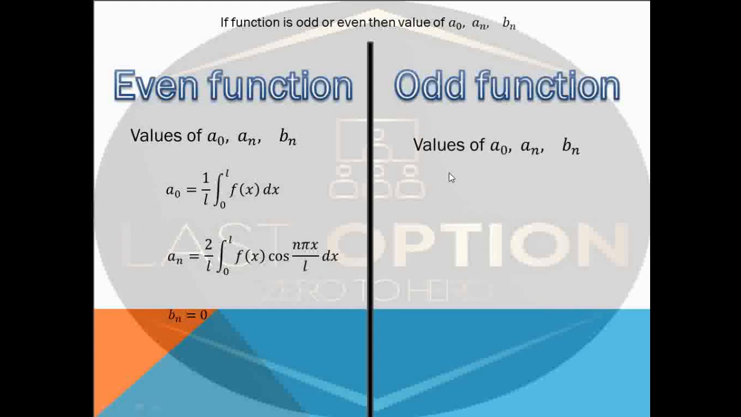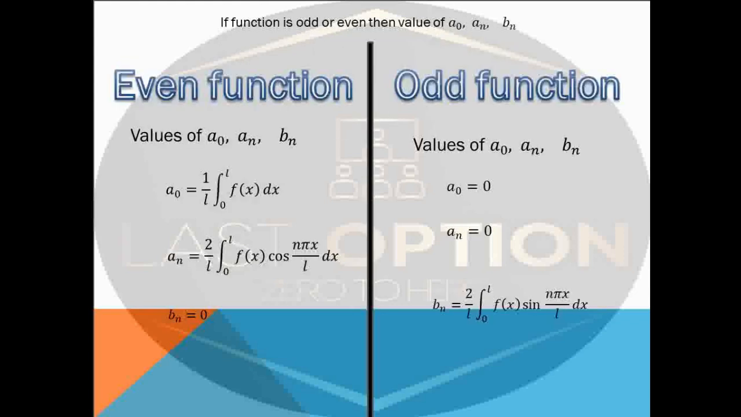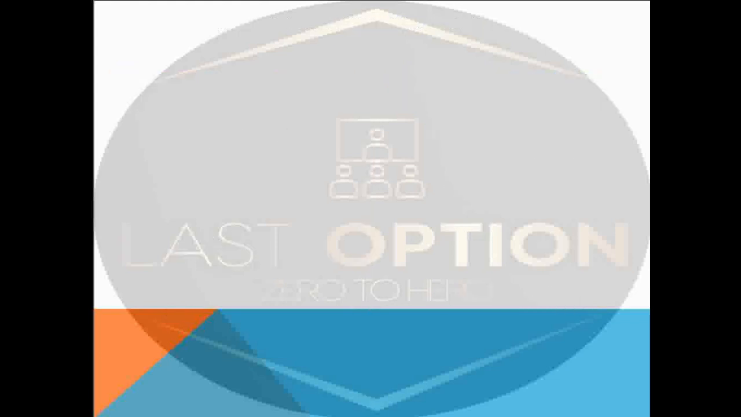And if the function is odd, then the values of a0 and an are 0, and bn is equal to 1 upon L integration from 0 to L of f of x sin(n pi x upon L) dx. If you have not understood until now, then go to the earlier videos and watch them. You will understand the full concept of even and odd functions.